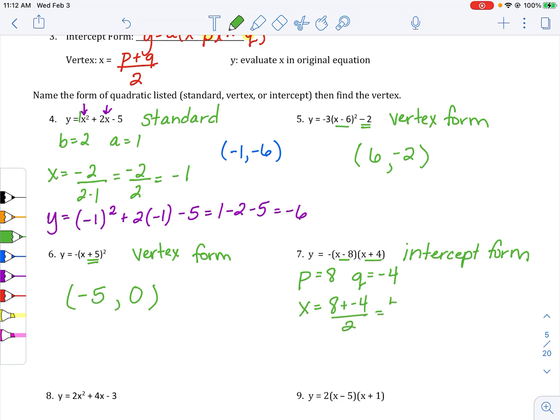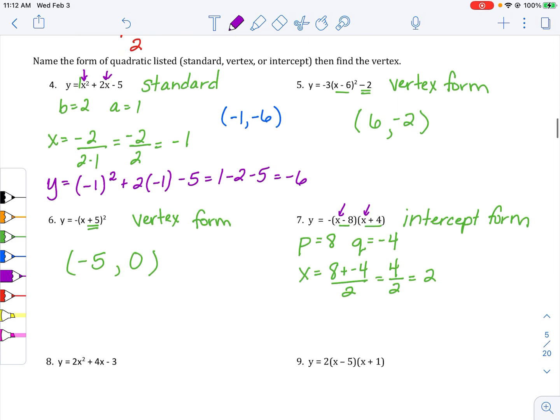8 plus negative 4 is 4, because I have a grouping symbol, I have to do that first. And then 4 divided by 2 is 2. So that's my x value. To find my y value, I have to evaluate x in the original equation. That means I have to put the 2 in everywhere I have an x. So I'm going to get y equals negative parenthesis 2 minus 8 parenthesis 2 plus 4.